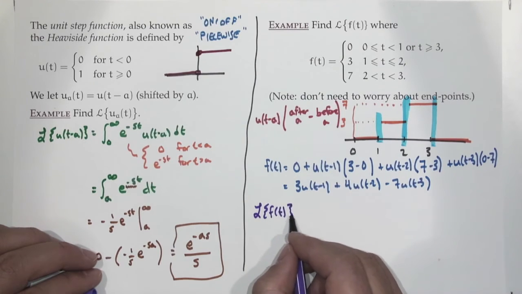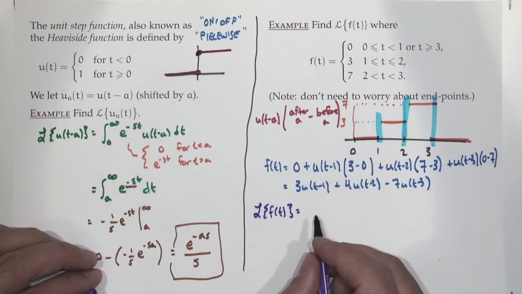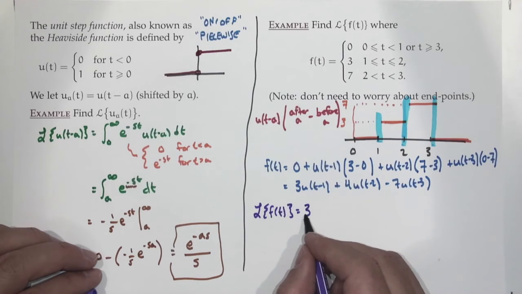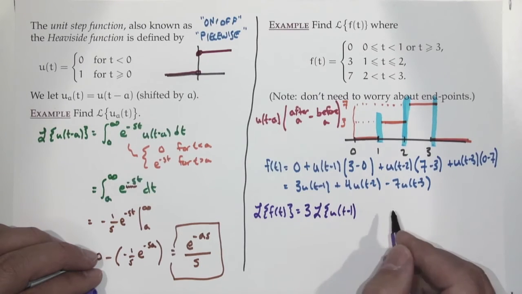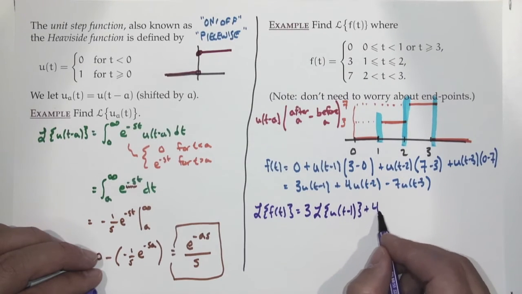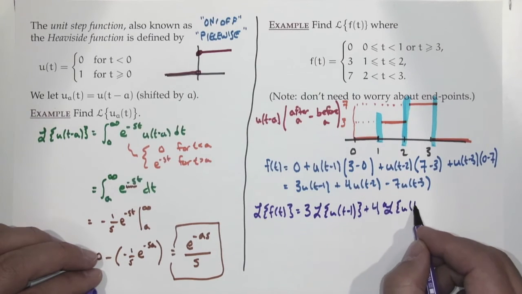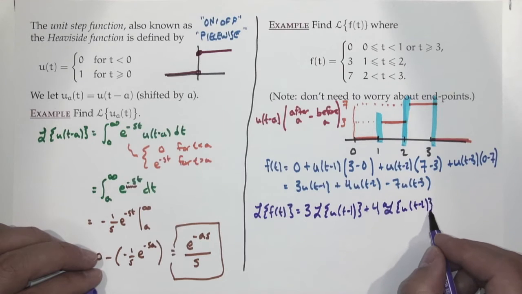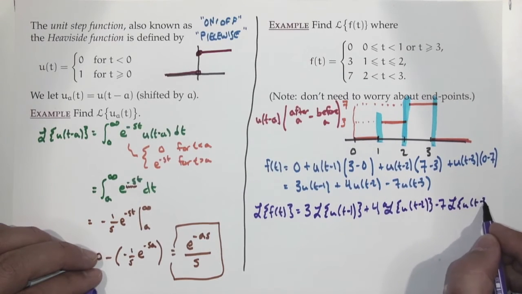So the Laplace transform of f of t. We can use the fact that the Laplace transform is linear. So that would be 3 times the Laplace transform of u of t minus 1, plus 4 times the Laplace transform of u of t minus 2, minus 7 times the Laplace transform of u of t minus 3.